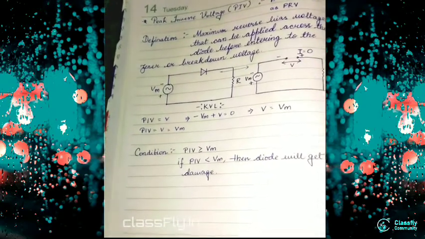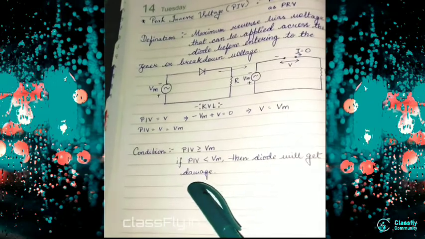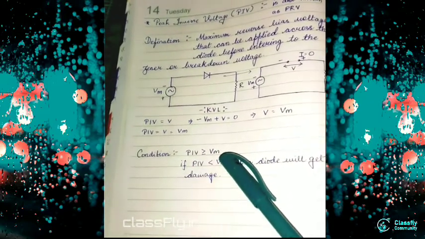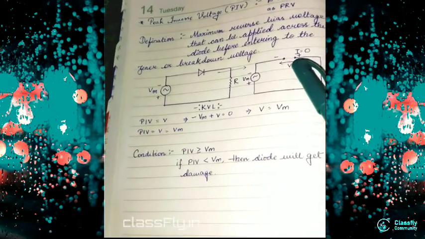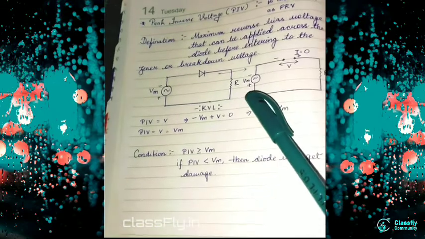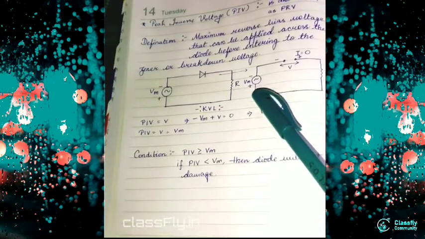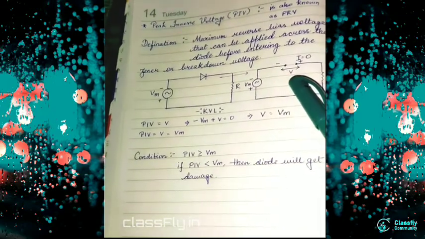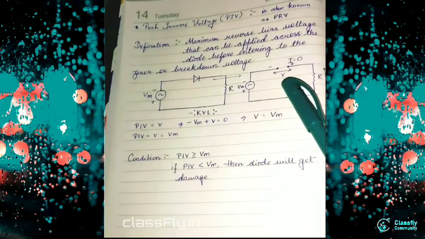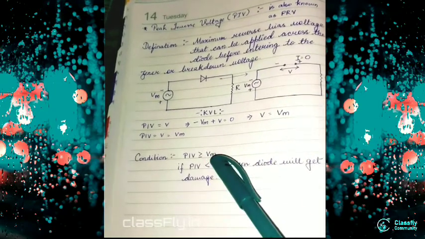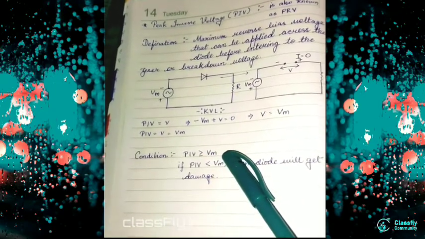But there is a condition on the peak inverse voltage: PIV must always be greater than or equal to Vm. Why so? If Vm is greater than PIV, then the diode will get damaged, which will lead to not getting the output. So for the protection of the diode, PIV must always be greater than or equal to Vm.